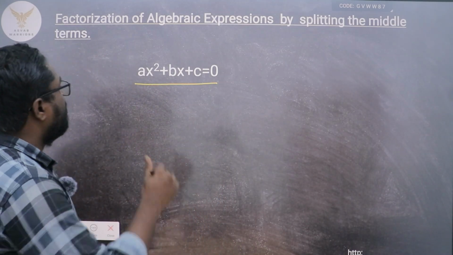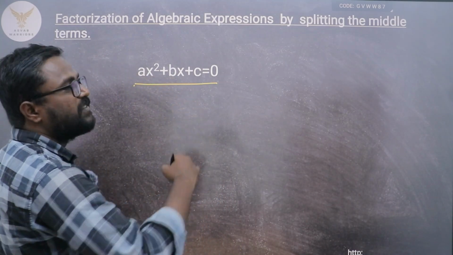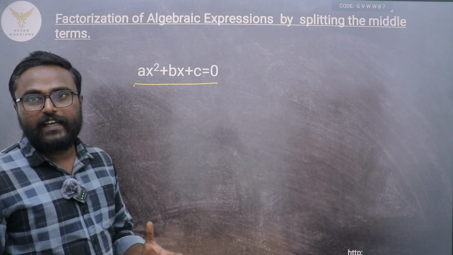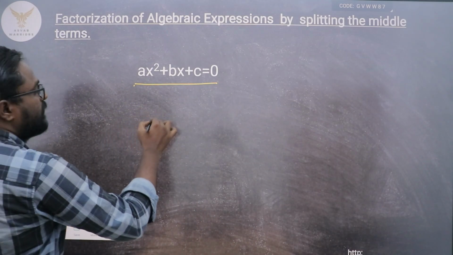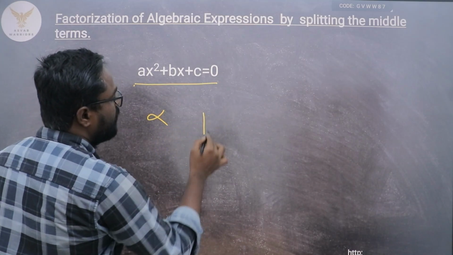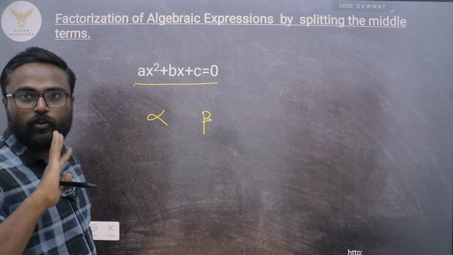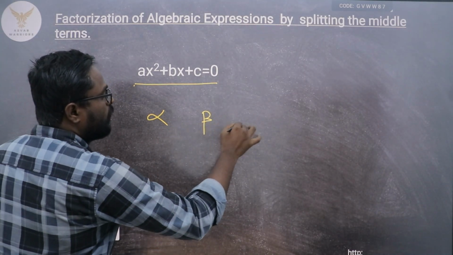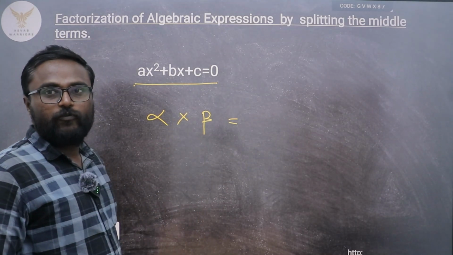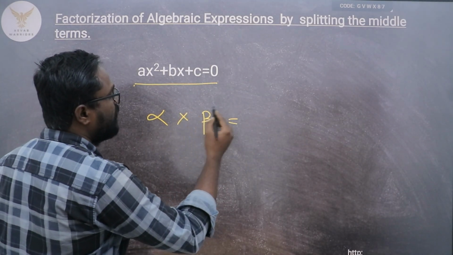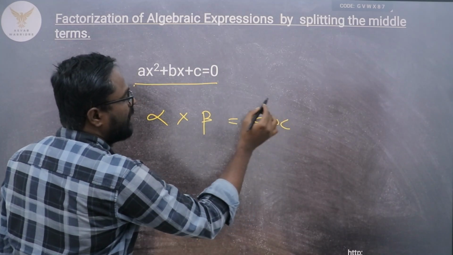Remember one thing: ax square plus bx plus c is nothing but the general equation for quadratic expressions. Now we are considering just two random numbers, alpha and beta. We don't know their values yet. So you need to find two such numbers whose product, alpha times beta, must be equal to a times c.